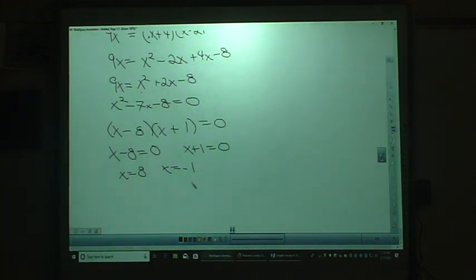You could also have done this using the quadratic formula. If you remember, negative b plus or minus the square root of b squared minus 4ac over 2a.